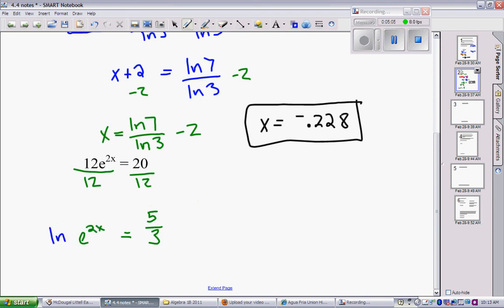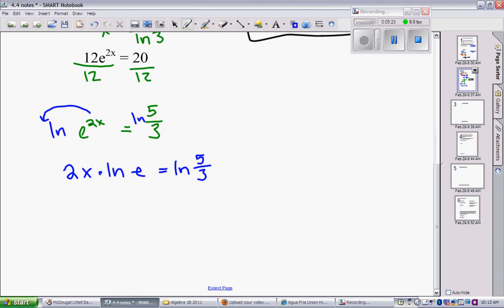I'm going to take the ln of both sides, bring the 2x in front to get the 2x times ln of e equals ln of 5/3. We learned earlier in this chapter that one of the properties of natural logs is that ln of e goes to 1. So you're at 2x times 1, so that's just 2x equals ln of 5/3.